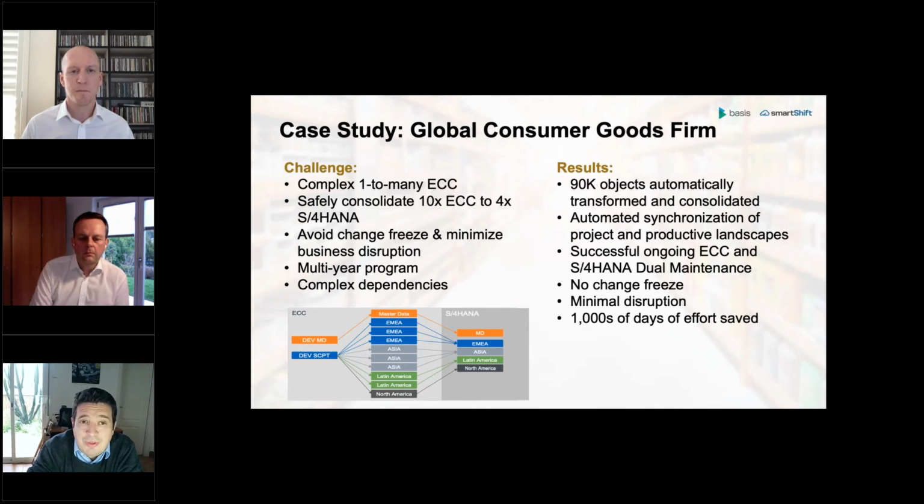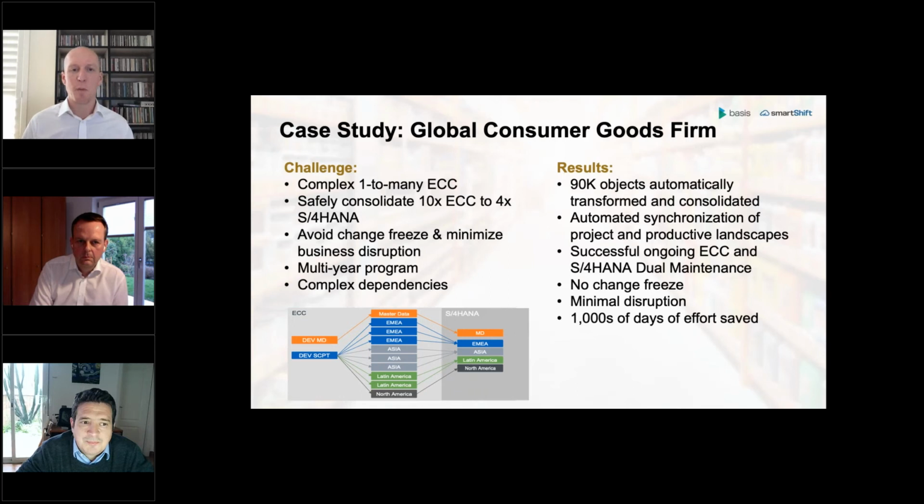And that's together with tens of thousands, in fact, just under 100,000 objects, with a massive amount of remediation necessary within those objects, which is why they also selected to bring in smartShift to help automate that. And really, with the combination of these two offerings or capabilities, they were able to do this in a way that minimized the disruption, that avoided the need for a change freeze, and significantly reduced the manual effort and risk associated with that.